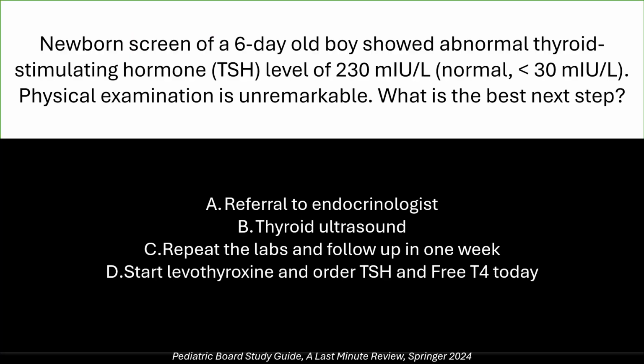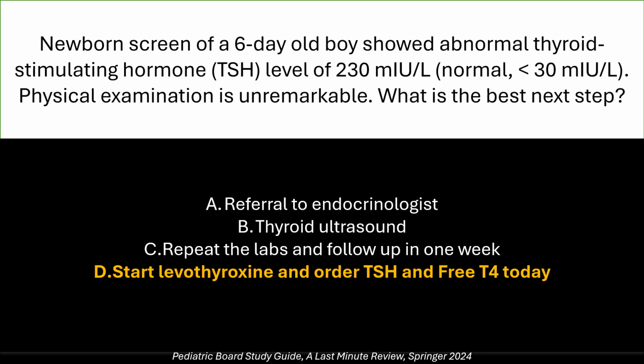Thyroid diseases. Newborn screen of a 6-day-old boy showed abnormal thyroid stimulating hormone level of 230. The normal is less than 30, and physical examination is unremarkable. What is the best next step? Refer to endocrinologist, thyroid ultrasound, repeat the labs and follow up in 1 week, or start levothyroxine and order TSH and free T4 today. The correct answer is start levothyroxine and order TSH and free T4 today to confirm the diagnosis.